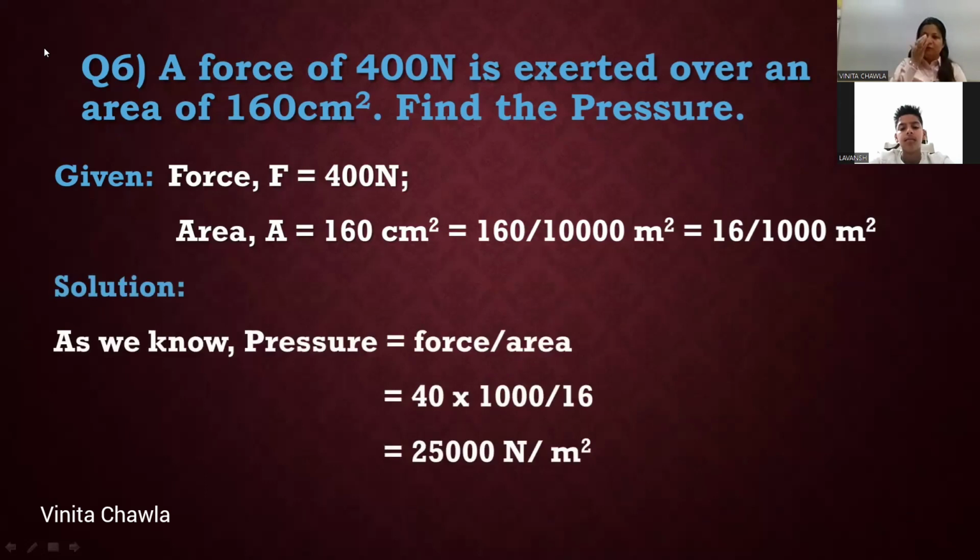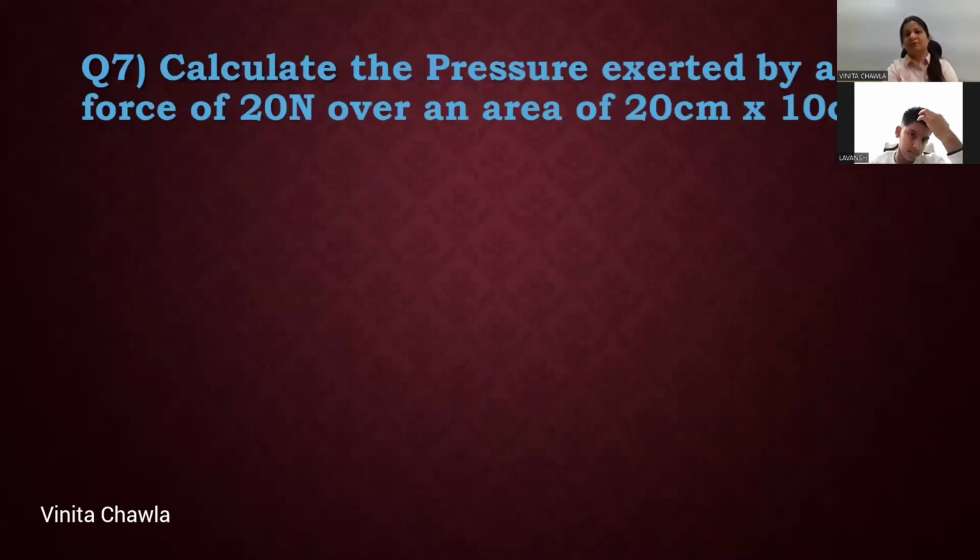Pressure is force upon area. Answer is 25,000 Newton per meter square. Is this what you're getting, right? Yes. Next question.